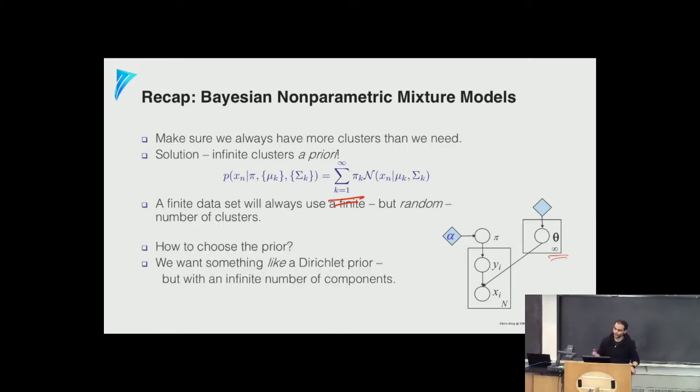Then the question was, how do we choose the prior? We want to preserve the good properties of the prior of the standard Gaussian mixture model. I believe Eric told you about the Dirichlet distribution and its nice properties, and then he introduced the Dirichlet process, which generalizes the Dirichlet prior to an infinite number of components.